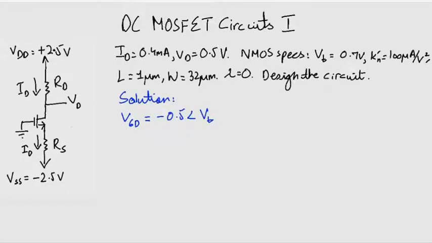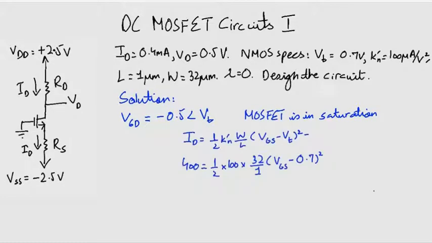First of all, notice that VGD, which is equal to minus 0.5 volts, is less than VT. Therefore, we can see that the MOSFET is operating in the saturation region. So what is missing? We are missing the value of VGS. Let's use the current equation to calculate that. This gives the value of VGS as 1.2 volts.